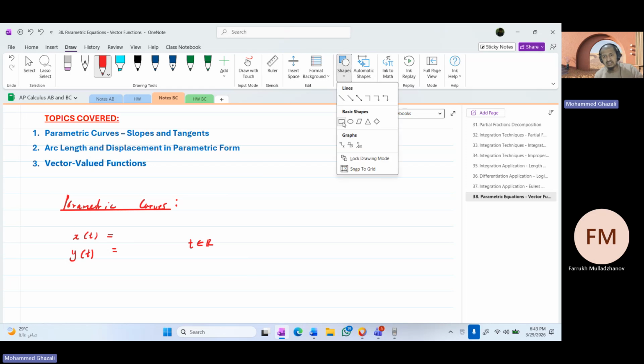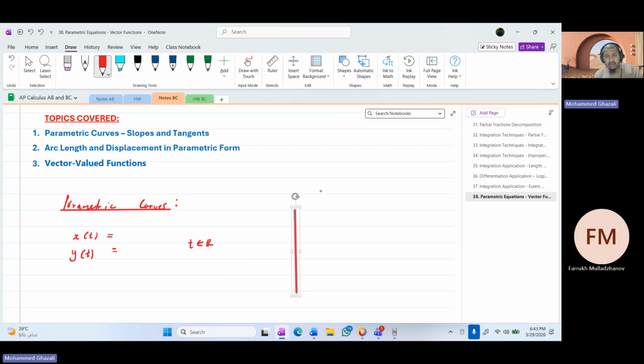Now, sometimes it's difficult to sketch graphs. That's the reason why we use parameters. So sometimes, say this is a path, and a particle moves in this direction. How can we find the equation of this? That's why we use parametric curves. So we say, okay, now it's moving in this direction. Look at the direction. So it basically started off here and it ended off there.